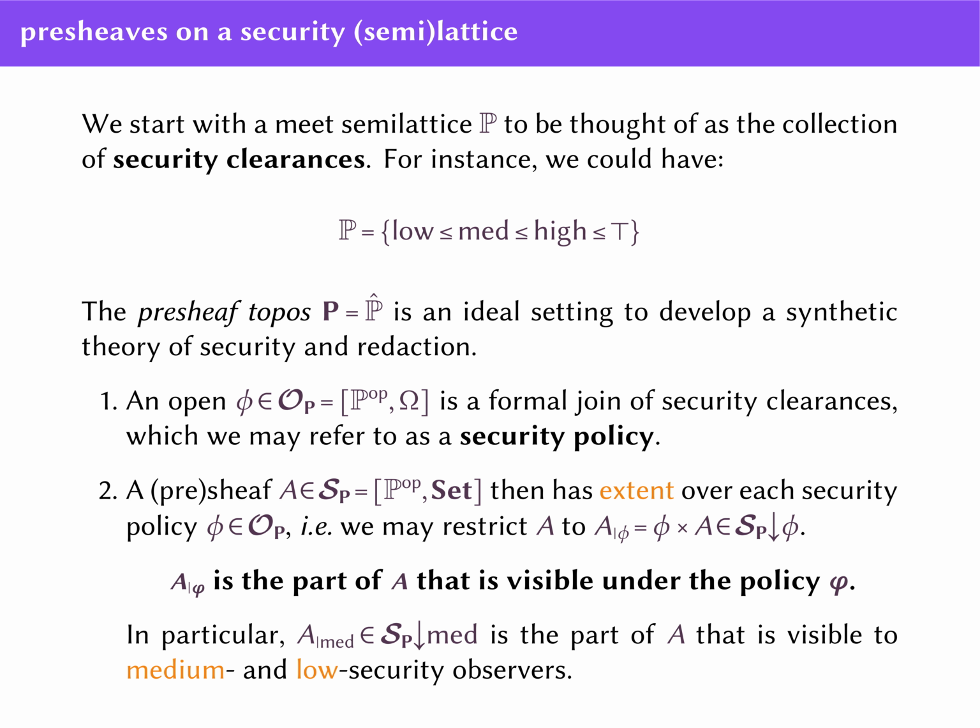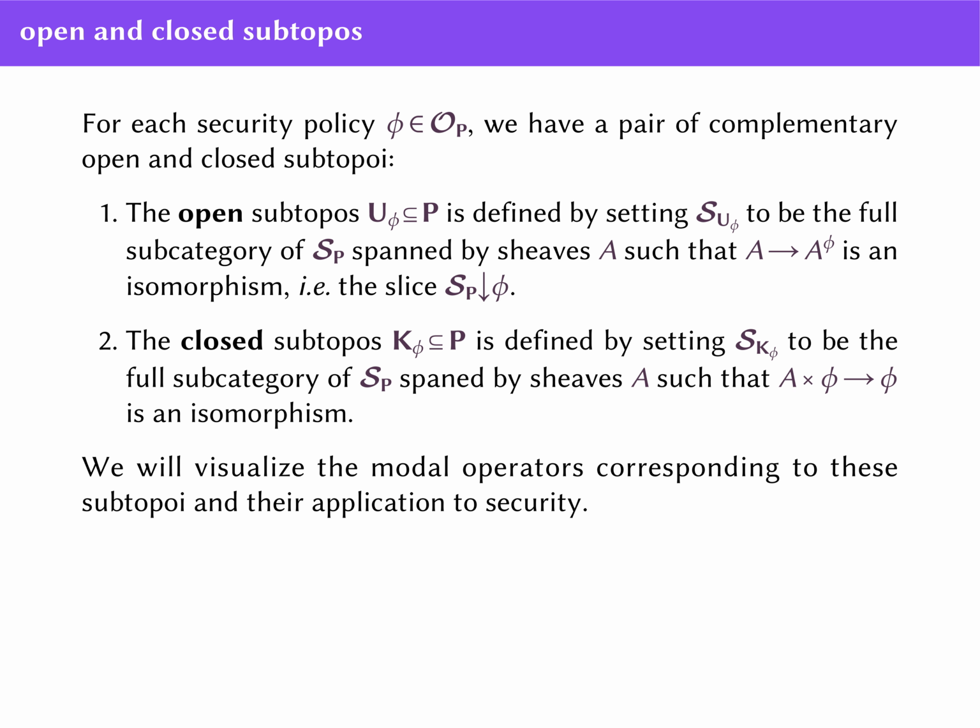The restriction of a sheaf A to a security policy phi is then the part of A that is visible under the policy phi. In particular, the restriction of A to the medium security policy is the part of A that is visible to both medium and low security observers. For each security policy phi, we have a pair of complementary open and closed subspaces.